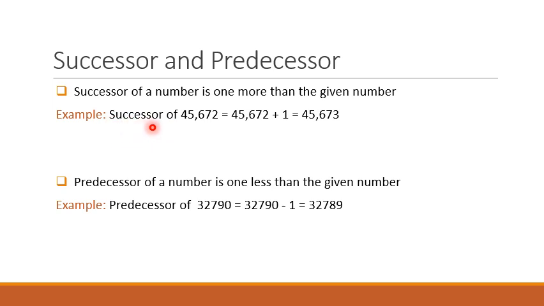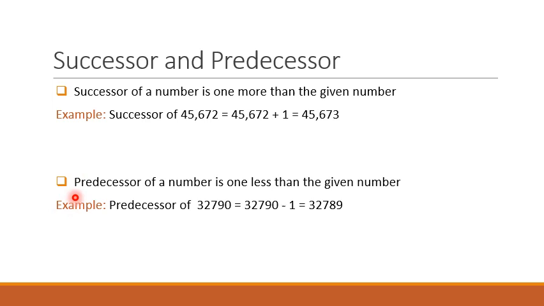What is the successor of 45,672? So to find the successor, what we do? We add 1 to it. After adding 1, what we will get? We'll get 45,673. So this is the successor of the given number 45,672. Now let's see what's a predecessor.